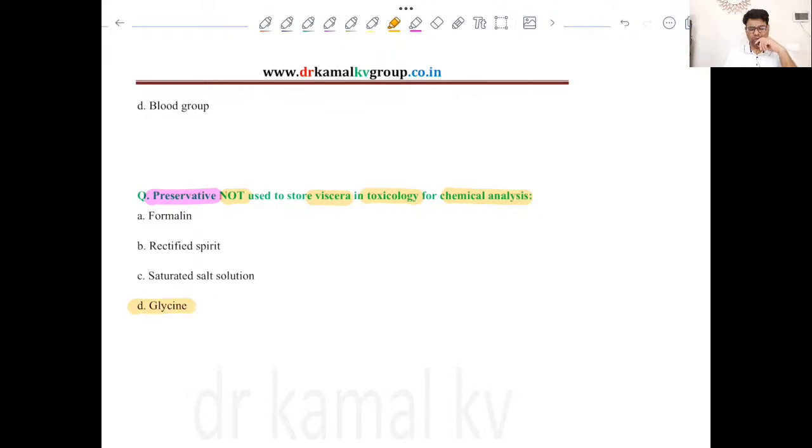So it has no role whatsoever. And formalin, you must have heard, is used whenever we have to do any histopathological examination. Sangmitra, absolutely right. So formalin is quite clear: whenever we have to do histopathological examination, we preserve the sample in formalin. Now apart from this, we also use rectified spirit and we also use saturated salt solution, right? So these two are also used. So the answer is glycine.